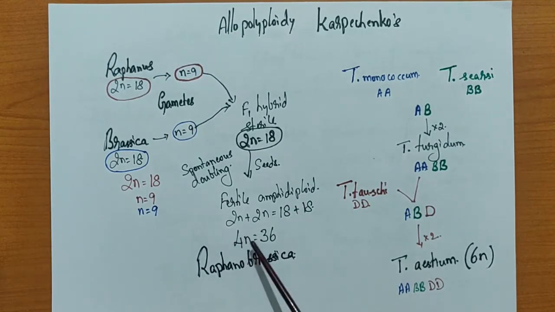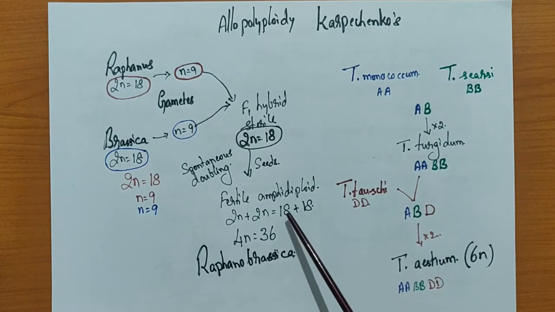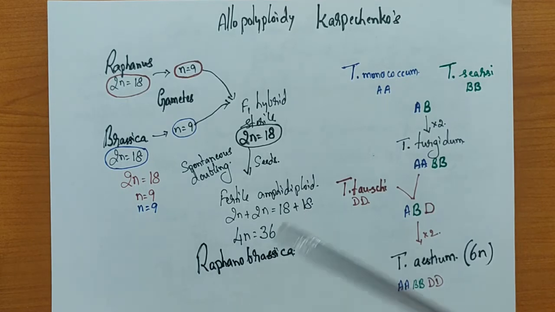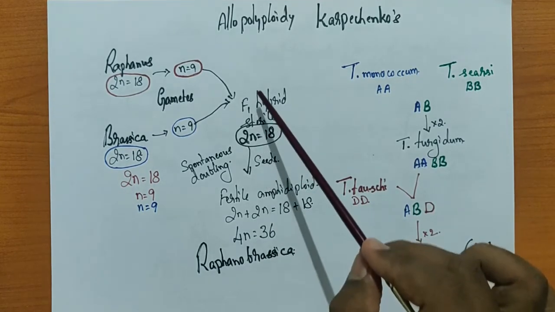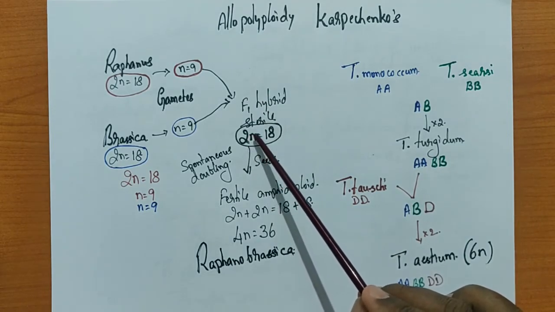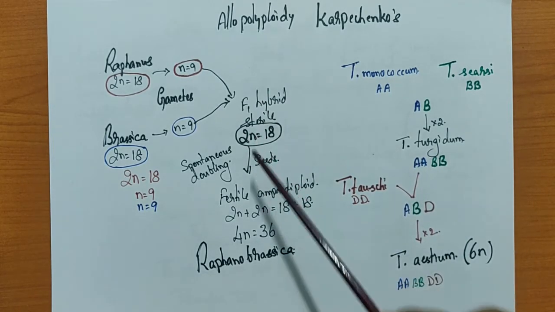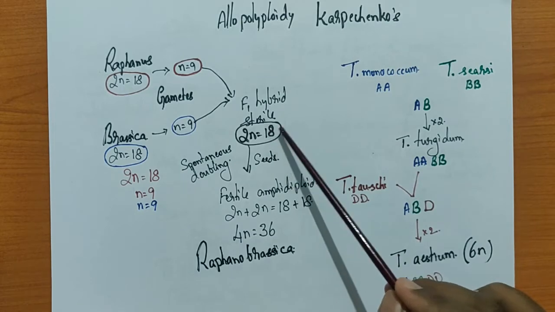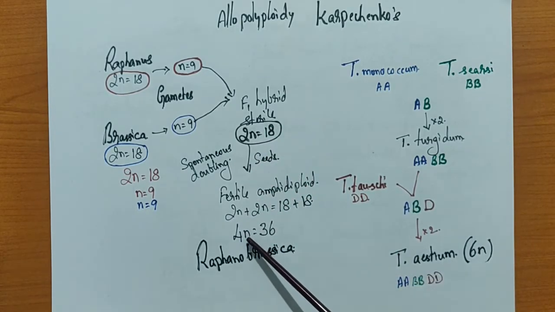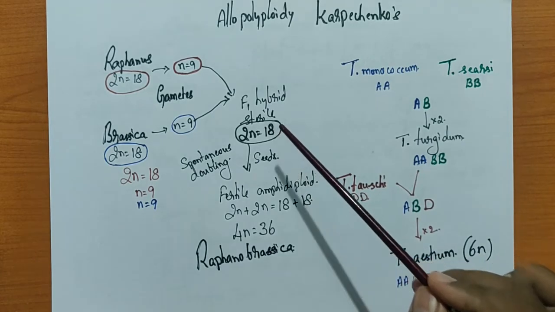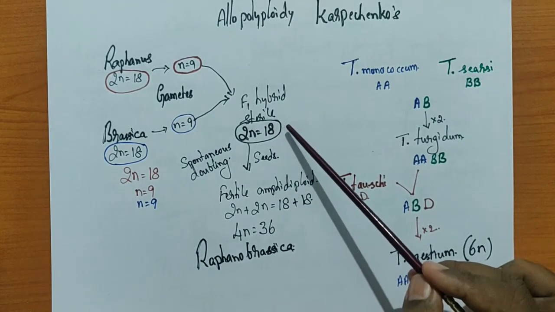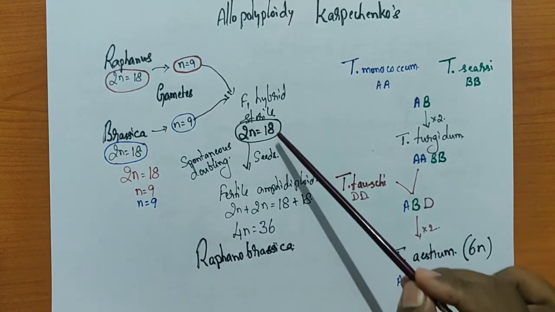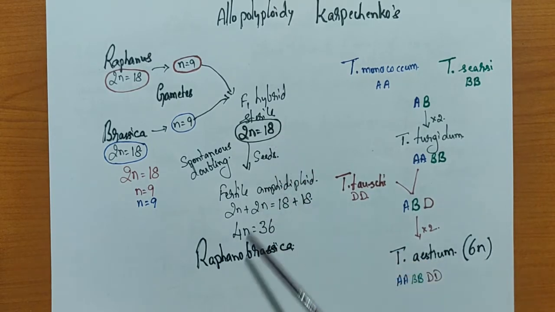Now with this 4n, we have 18 from this and 18 from that. So subsequently, homologous pairing is possible. In the F1 generation, homologous pairing is not possible, but this 2n becomes 4n. So now we have 18 and another 18. Once the 2n is transformed into a 4n, this 18 will find an additional 18 chromosomes, so that this 18 can pair homologously with the other 18. So this 2n gamete will become a 4n.